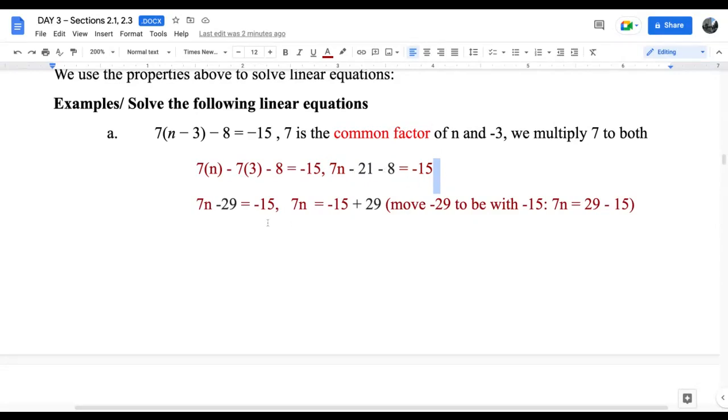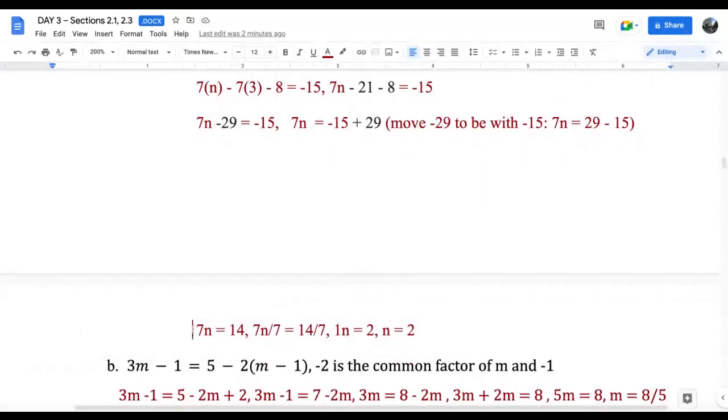Minus 21 minus 8, that's minus 29. Right. Then we can move this negative 29 to the right. Move to the right, become positive. Then negative 15 plus 29, that becomes 14. So 7n equals 14. Now we divide by 7 on both sides. So that means n equals 2. Right?